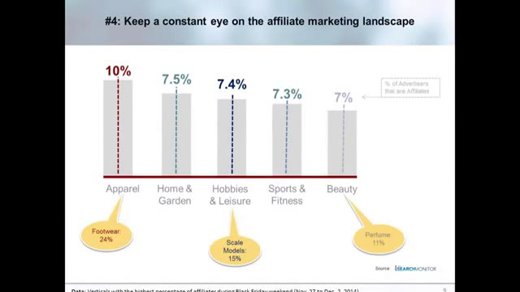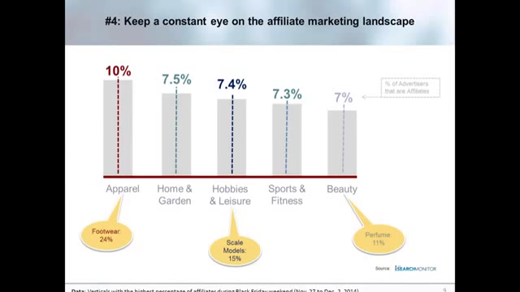So now we're going to do a few tips on affiliate marketing, and then I'll be turning it over to Max. So this is affiliate as it applies to paid search. So tip number 4, you want to keep a constant eye on the affiliate marketing landscape. In some areas, it's very competitive. Here we've laid out 5 verticals: apparel, home and garden, hobbies and leisure, sports and fitness, and beauty, and showed you what percentage of the advertisers are affiliates in each one of those verticals.